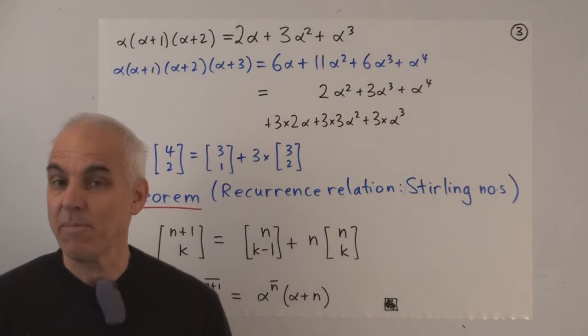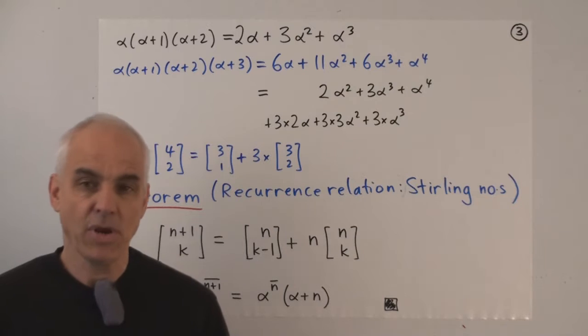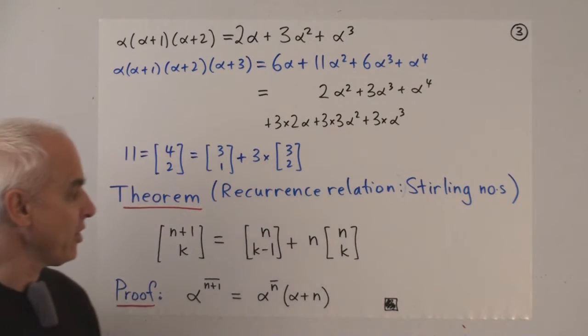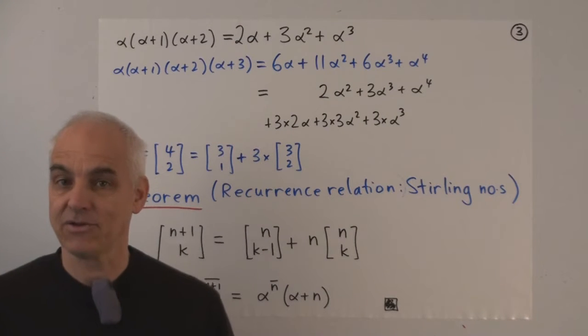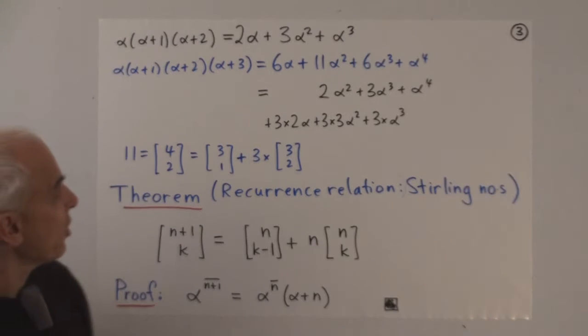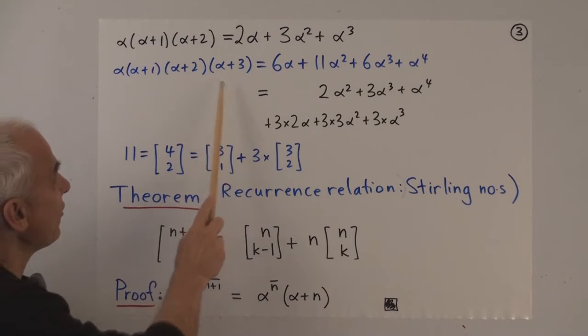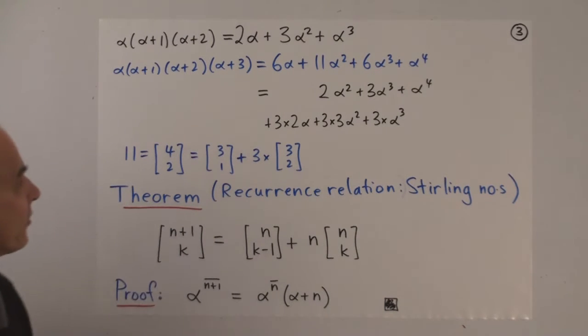The Stirling numbers are best calculated by using some kind of recurrence. We don't actually have a very good formula for them as such, but there is a very useful recurrence that connects them very closely to the Pascal triangle or the binomial coefficients. To see what that recurrence is, let's have a look at how we actually would calculate these rising powers in terms of previous rising powers.